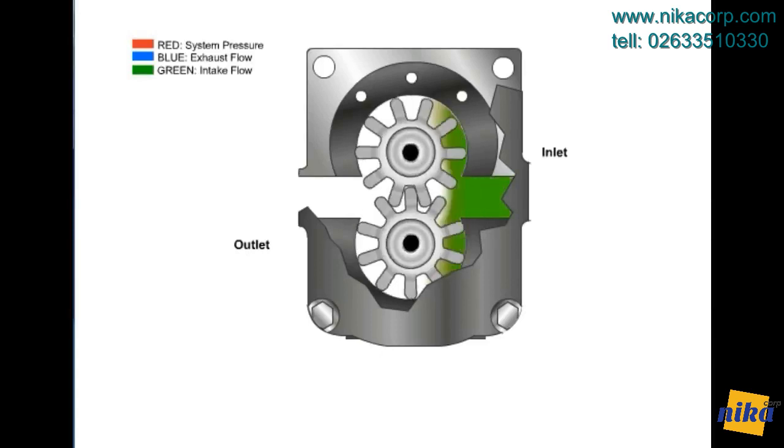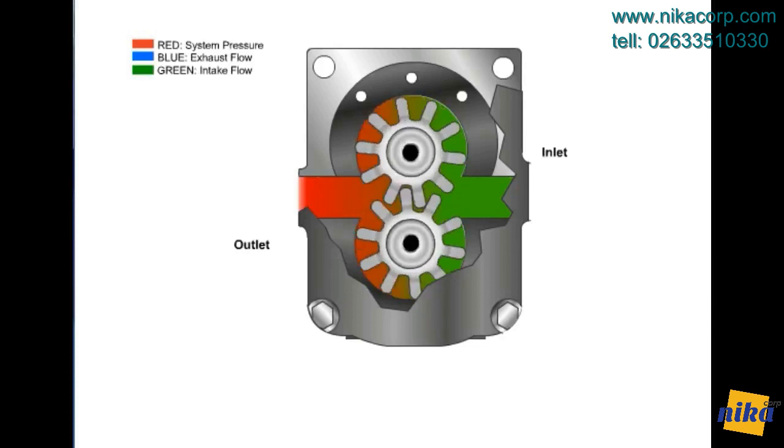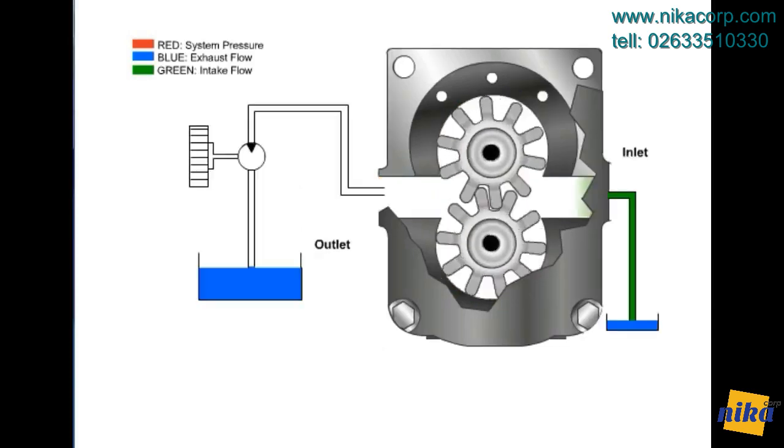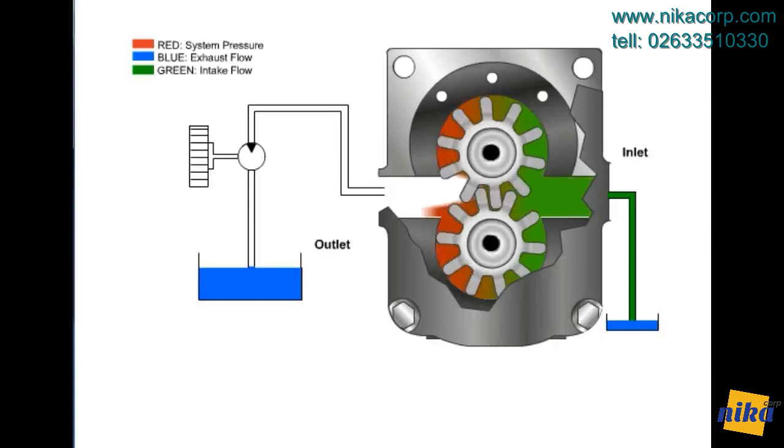This fluid is trapped between the housing and the rotating teeth of the gears, where it travels around the housing and is pushed through the outlet port. The pump creates flow and under pressure transfers energy from our input source, which is mechanical, to a fluid power actuator.